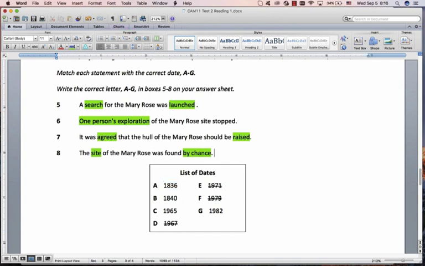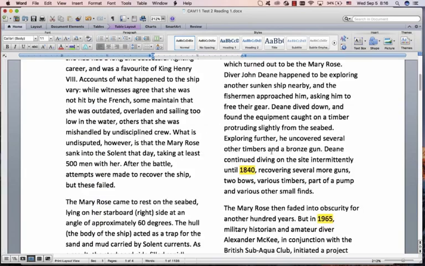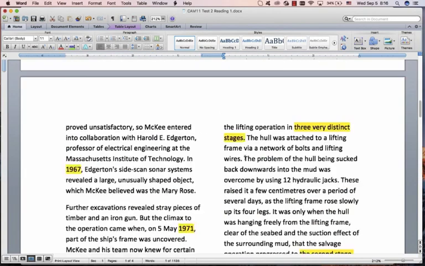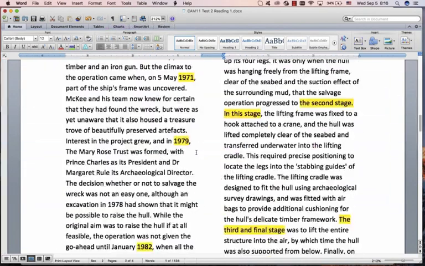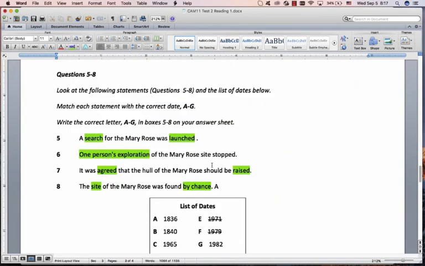So we will put A over there. Please don't put 1836 over there. I've seen students write 1836 over there. You will get it wrong. 1840, he continued diving and then he stopped in 1840, this Dean guy. So 1840 is B.